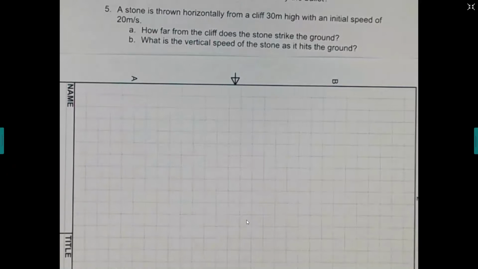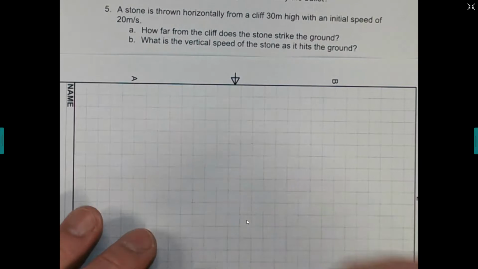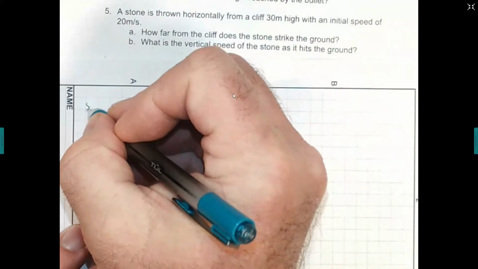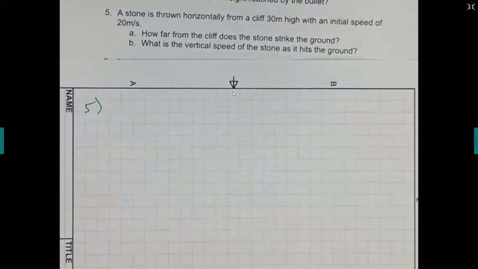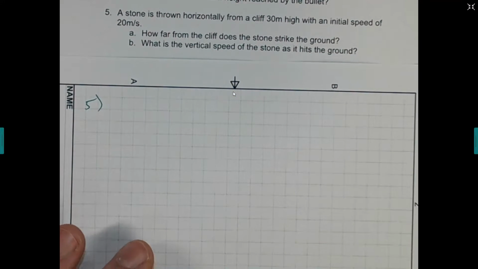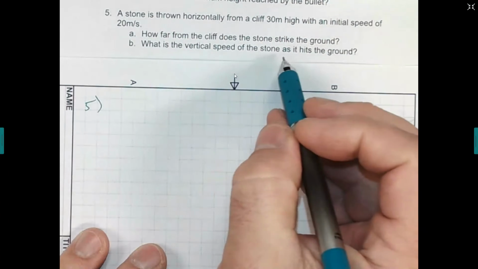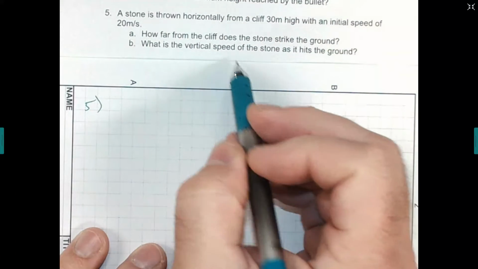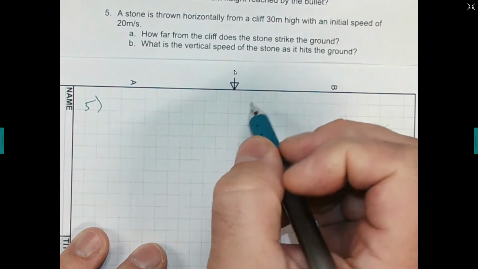All right, here's the second half of the projectiles worksheet. Number 5. A stone is thrown horizontally from a cliff 30 meters high with an initial speed of 20 meters per second. How far from the cliff does the stone strike the ground? What is the vertical speed of the stone as it hits the ground?